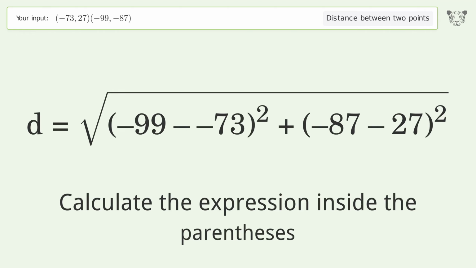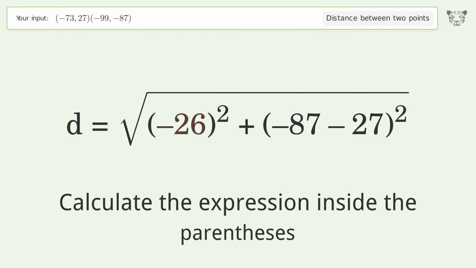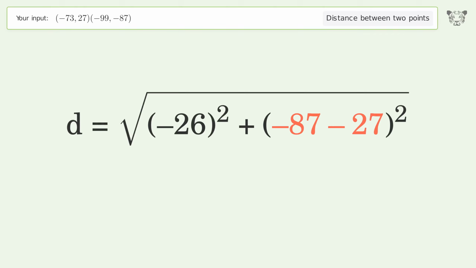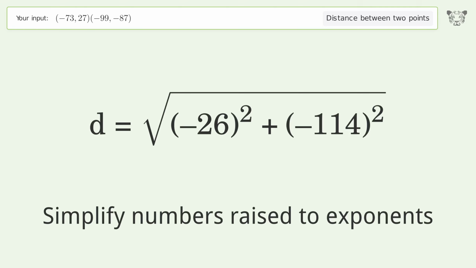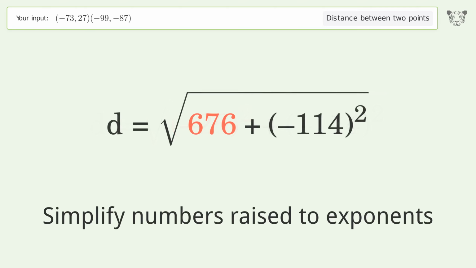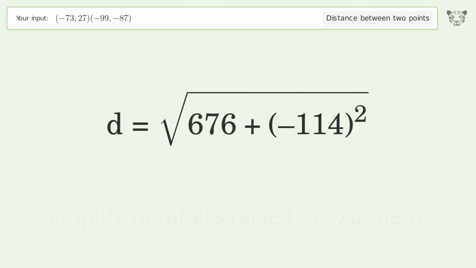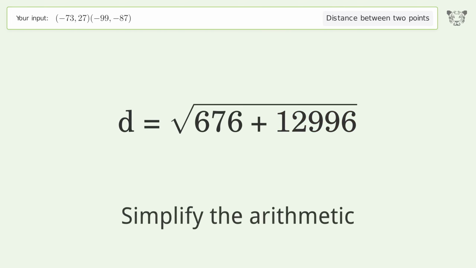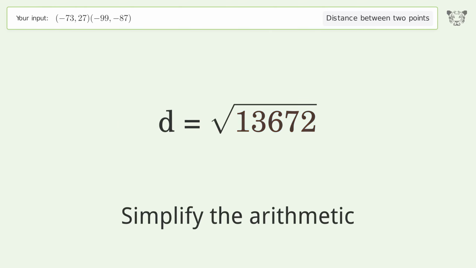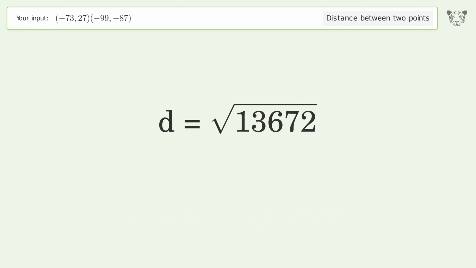Calculate the expression inside the parentheses. Simplify numbers raised to exponents. Simplify the arithmetic. And so the distance between the 2 points is the square root of 13,672, or 116.927.